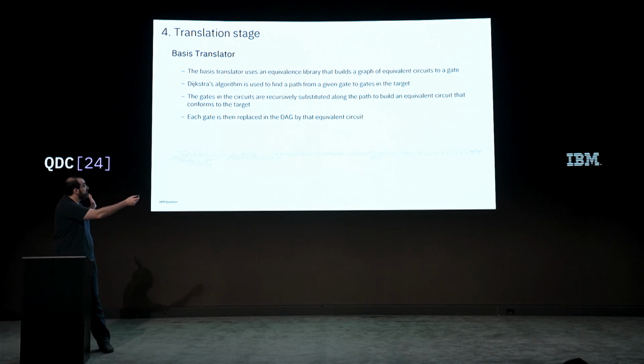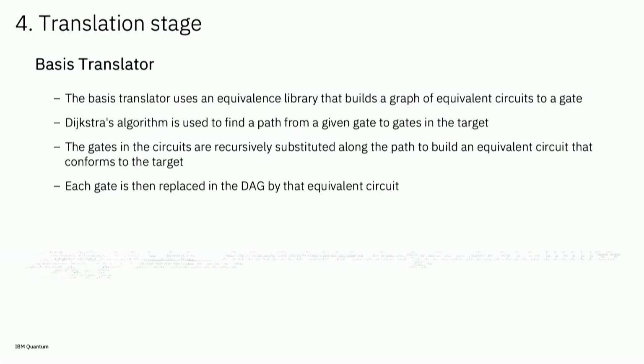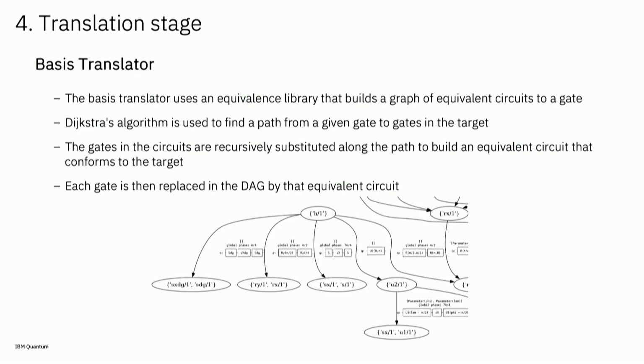And so this is the full library as of 1.3 built in. It's extendable, so if you have custom gates, you can just add to this library. But to zoom in a little bit so you can see what it looks like, I'm looking at the relationships from a Hadamard. So if you have a Hadamard gate, you can translate it to SX dagger, S dagger, RY, RX, and so on, and it shows the equivalent circuit on the edge.